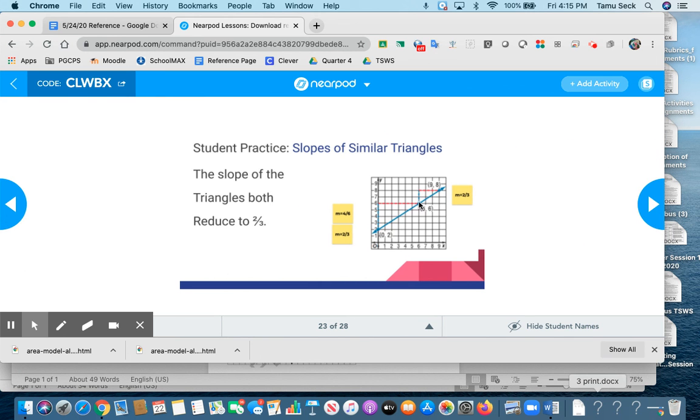Okay. The smaller triangle goes up 2 over 3, so the slope is 2/3. And the bigger triangle goes up 4 over 6, which also reduces to 2/3, so they have the same slope.